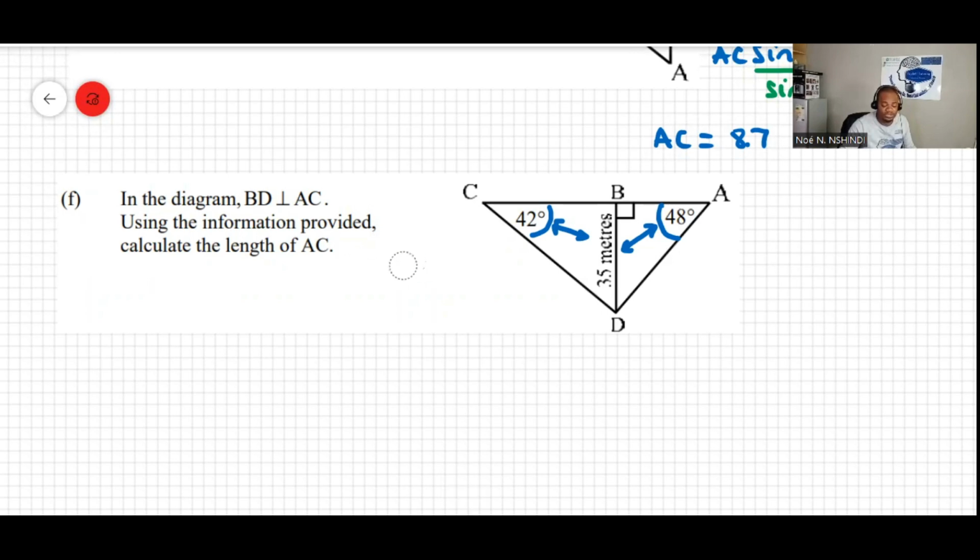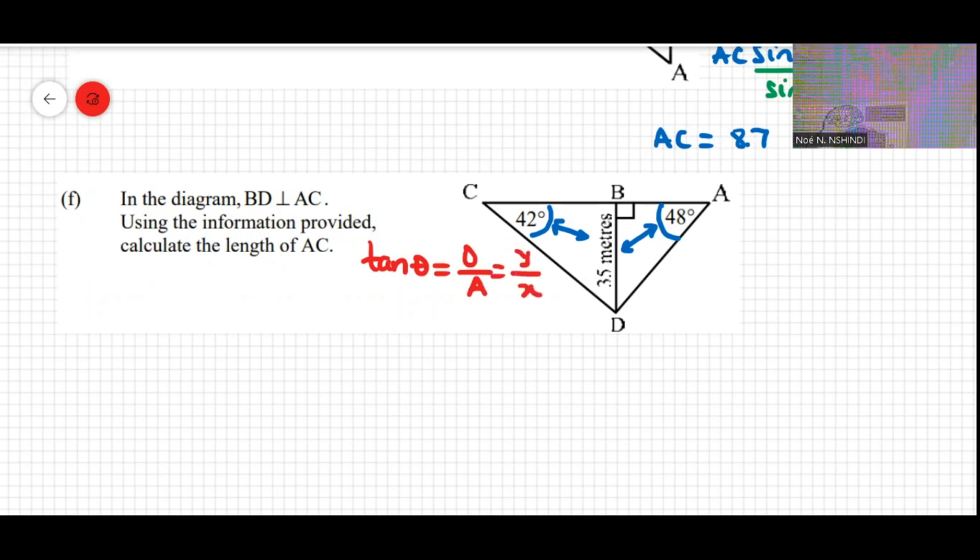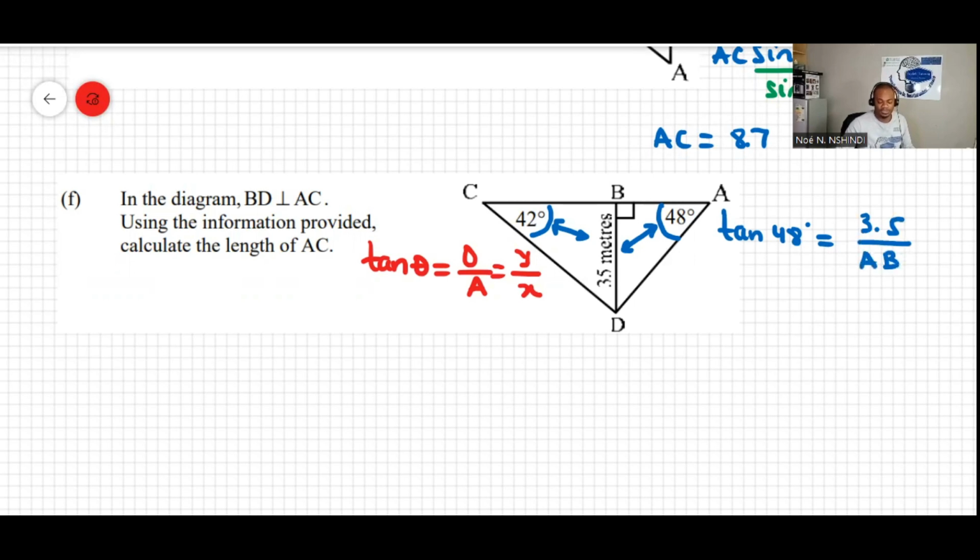Now we can use tan instead, because we have the vertical and the horizontal sides. We can just say tan of the angle theta is given by opposite side over adjacent, sometimes y over x. So we can say tan of 48 degrees will be equal to opposite side, which is 3.5, over AB.